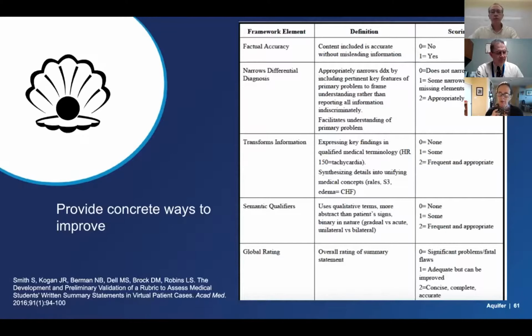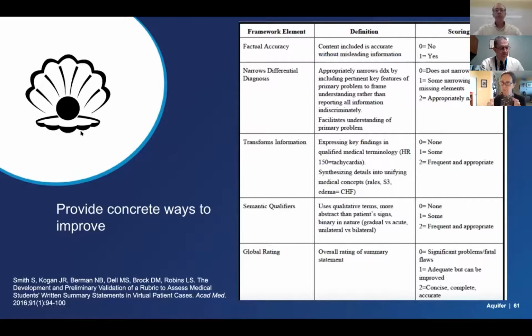And are they transforming key findings? Everybody has a little bit different take on this, about whether you actually want to hear the vital signs or it's okay to say tachycardia. But in the summary statement, you're really looking for that synthesis. And so you can see here that we weighted that. Are they doing a little bit, or are they still in that process of just giving you all the data and you figure it out?